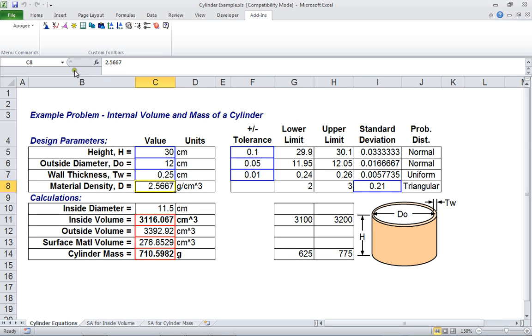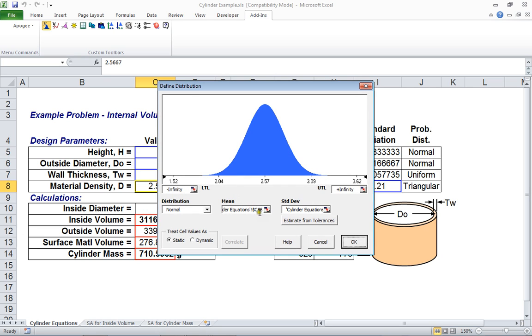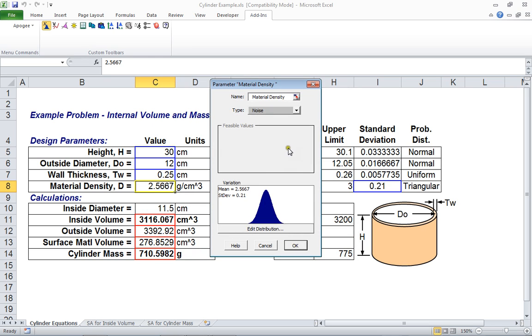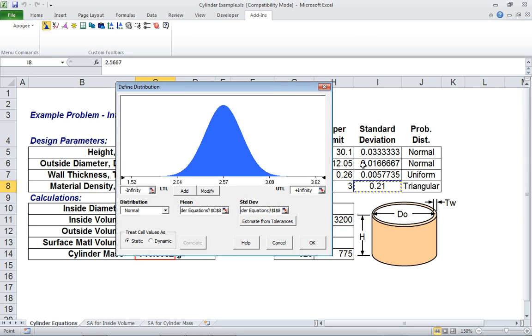And then the material density will be a mean of 2.5667, which was the mean of our triangular distribution we had before, and the standard deviation of 0.21 that we've identified. Okay. So actually we are going to leave this as a noise parameter, but one thing you will recognize is that the mean is coming from cell I8 and the standard deviation is coming from this cell within our spreadsheet.